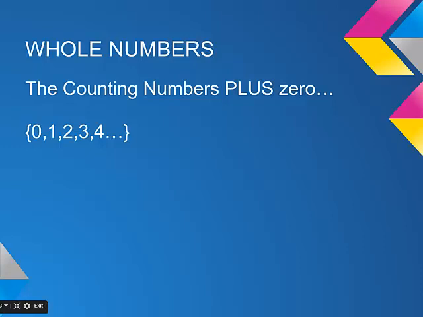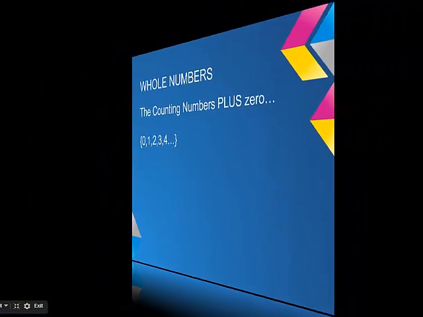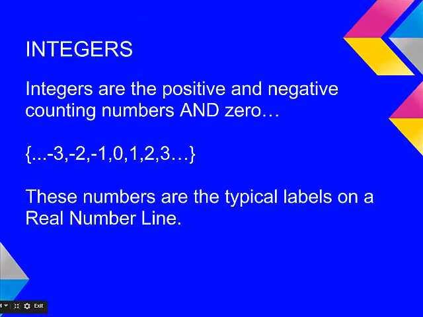And then we can expand our real number system into the negative area if we talk about the positive and negative counting numbers along with 0. And that set is named the integers. Integers are the positive and negative counting numbers and 0.